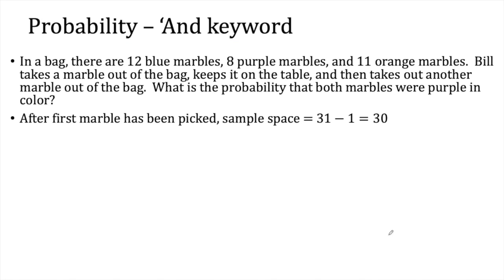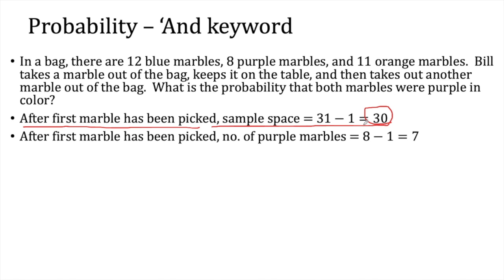So now comes the very important part. This is the real essence of the without replacement part of the question. After the first marble has been picked, the sample space has been reduced to only 30 marbles. Since he did not put that marble back inside the bag, he just kept it on the table, the total number of marbles in the bag has been reduced to 30. And we also see that the number of purple marbles has been reduced to just 7.